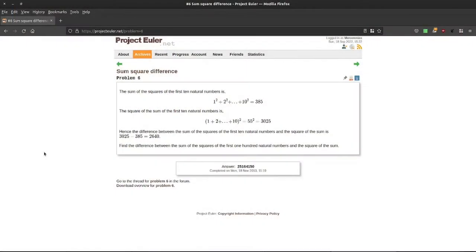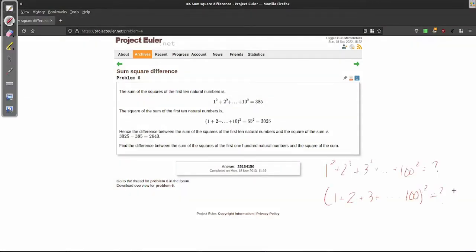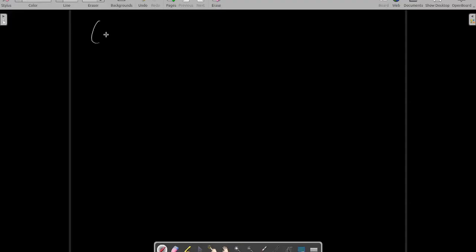Find the difference between the sum of squares of the first 100 natural numbers and the square of the sum of the same. First, we should note that the square of the sum will always be bigger than the sum of the squares. Intuitively, this makes sense because the square function grows superlinearly, so taking the square of a bigger number should be larger than summing the squares of its parts. But we can also prove it.